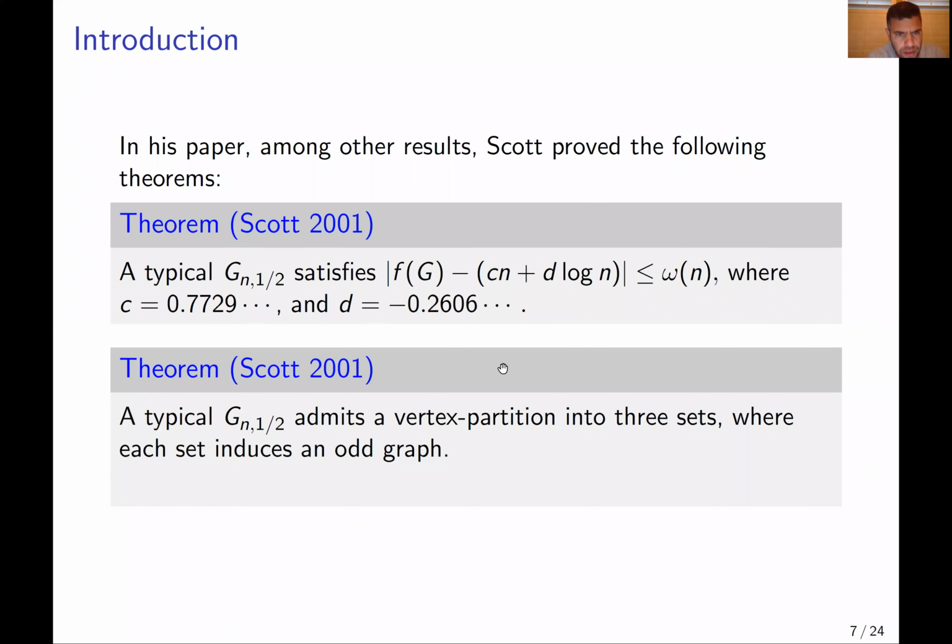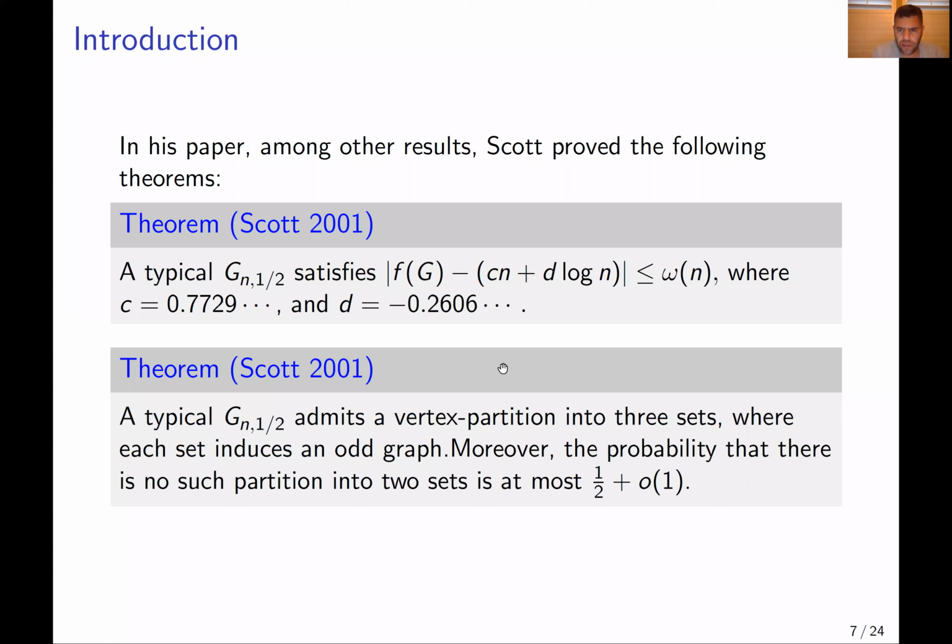And another theorem we showed is that in G(n, 1/2), typically we have a vertex partition into 3 sets where each set induces an odd graph. And this is almost best possible, because clearly G(n, 1/2) with high probability is not an odd graph. So you can ask whether you can partition into 2 or 3 sets. For 3 sets, he showed that the probability that there is no such partition into 2 sets is at most 1/2 plus o(1). So I think it's also interesting to try to prove it for 2 sets. We didn't try this direction, and I will give you some hints very soon on why it's a little bit harder.